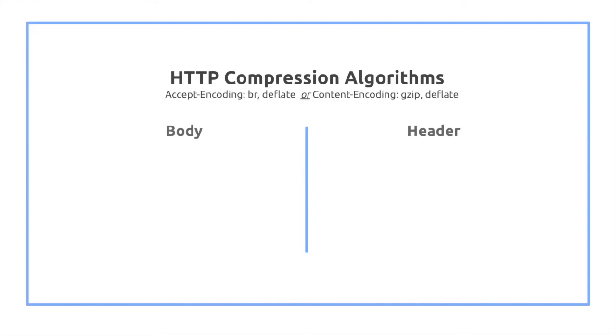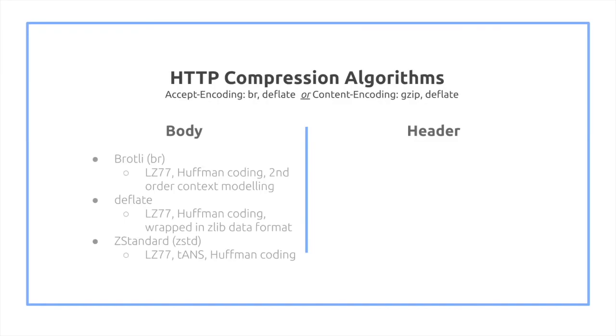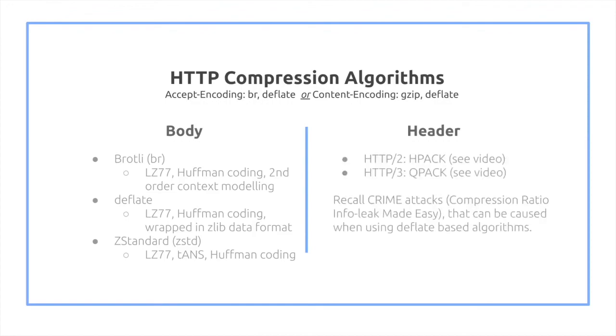In the Accept-Encoding or Content-Encoding HTTP headers, we can use Brotli, which was created by Google, in the body, deflate, or Zstandard, which was created by Facebook. Also, we have different header algorithms. For example, in my videos, I talked about HPACK or QPACK for the different header algorithms.